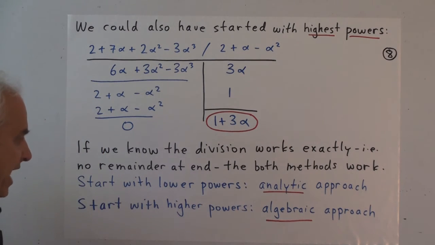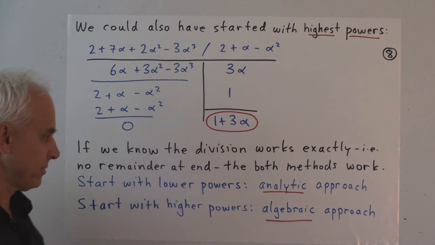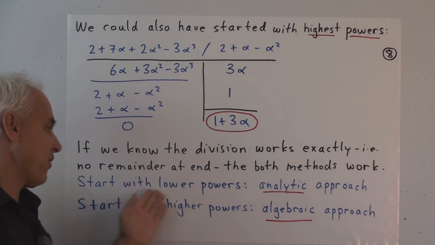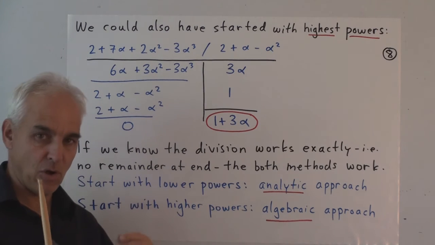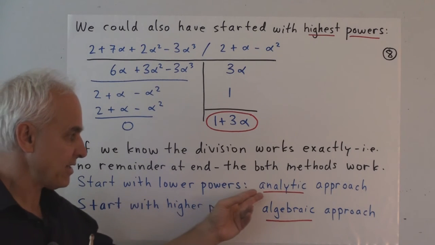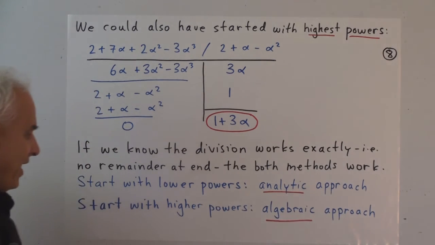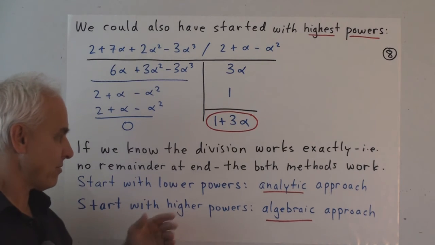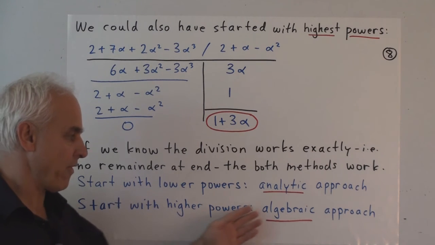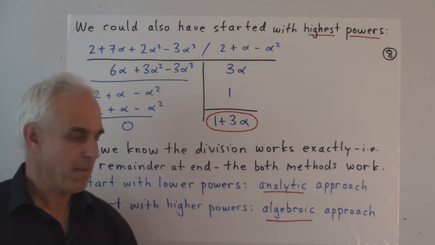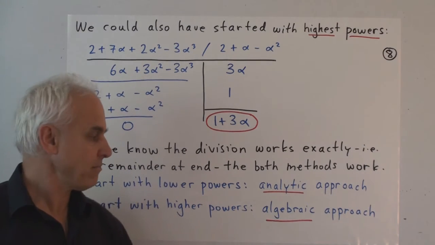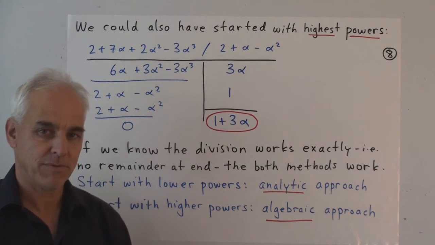And both methods have something to recommend them. I like to think of the first method, which concentrates on the lower powers first, as a sort of analytic approach. And to think of the second method, which works on the higher powers first, as more of an algebraic approach. But that's just the way I think about it, but it might be useful for you to think about that too.